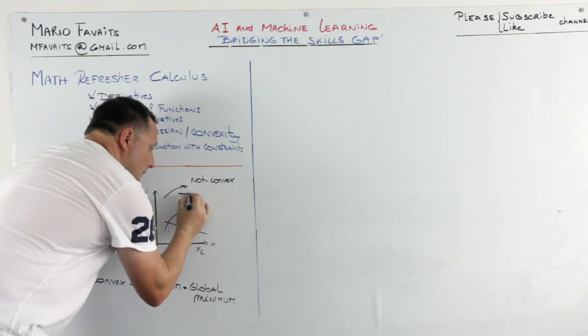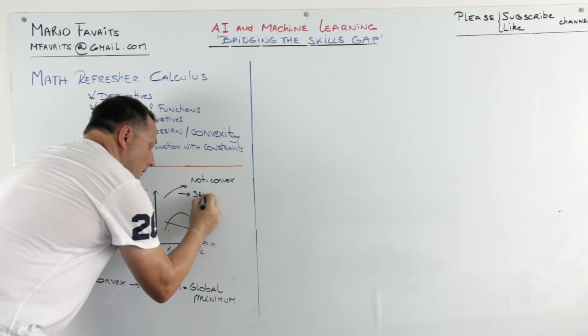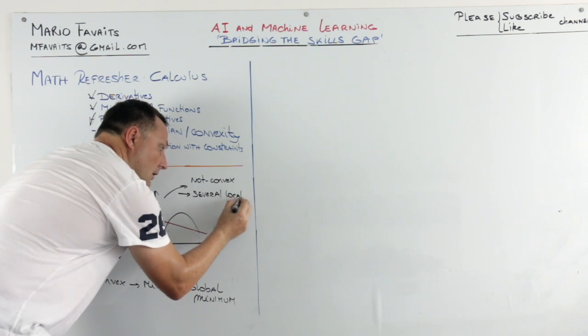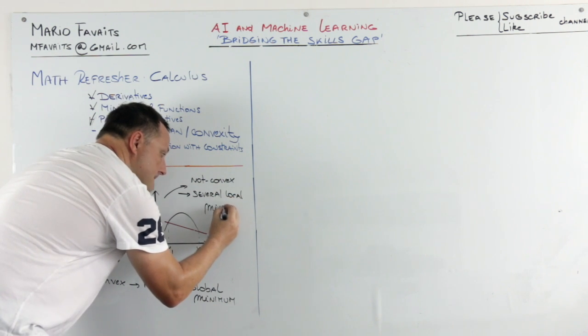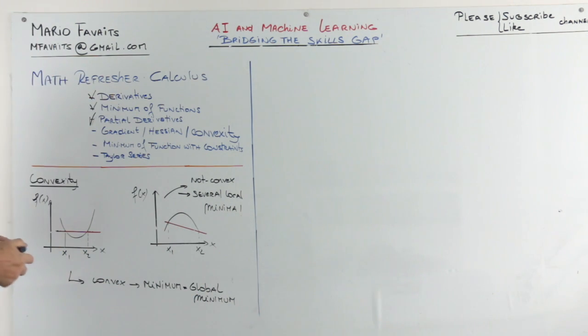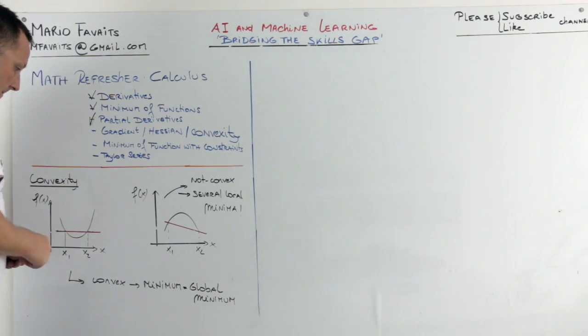can mean several local minima. Yeah? So you're not sure if the minimum you found is a global minimum.